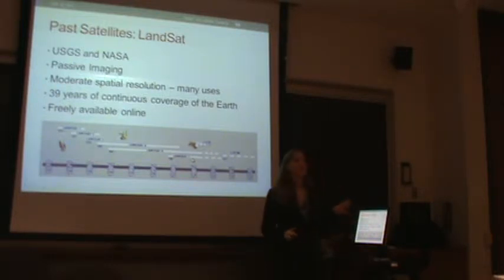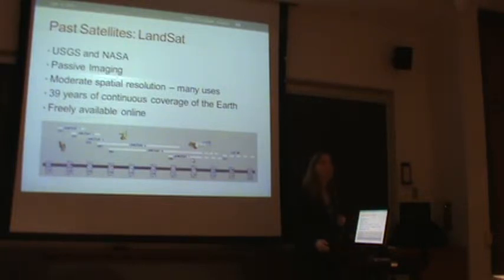But the big thing that's useful about Landsat is it has 39 years of continuous coverage of the Earth, which I think is pretty amazing for looking at how developments have grown, how land use has changed, how agriculture has changed, all sorts of things you can see over this extremely long time period. So it's moderate spatial resolution, which means you wouldn't be able to see your house in these pictures, but you would be able to see highways, for example.